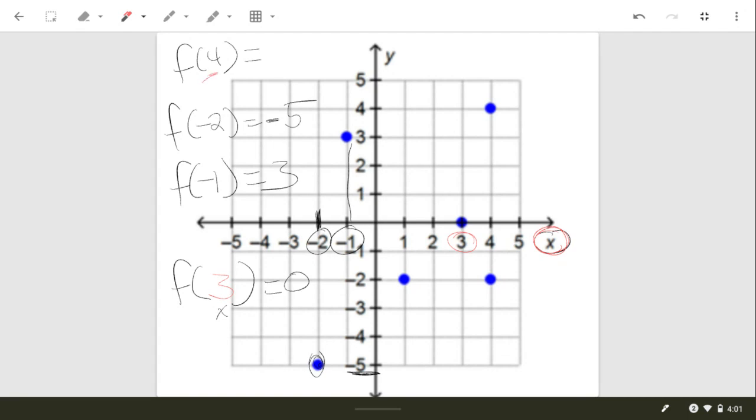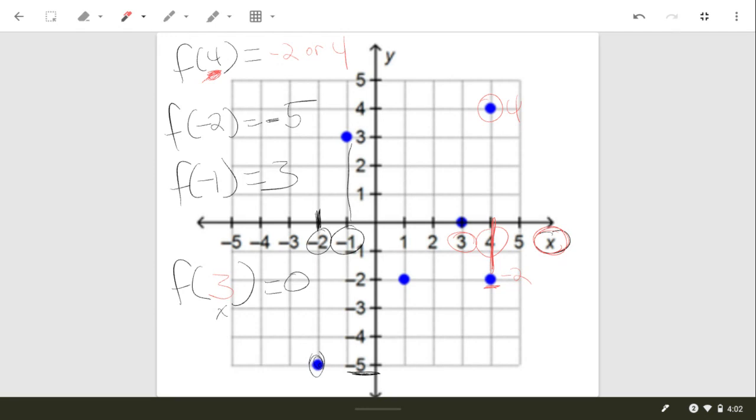Now, let me look back at this f of 4. The reason I was saving this is because there's 2 possible answers. If you plug in 4 for x, you could get -2, or you could get +4. This one x value gives you 2 possible answers. And that is why this graph of these little plotted points does not represent a function.